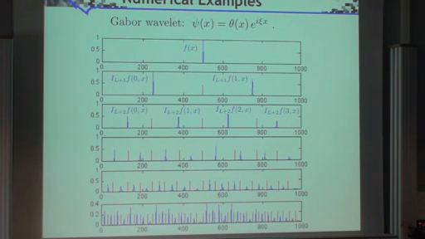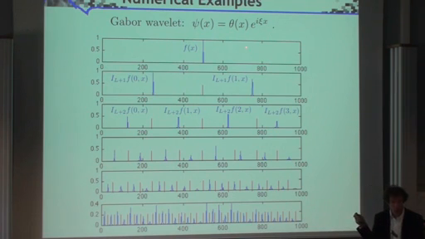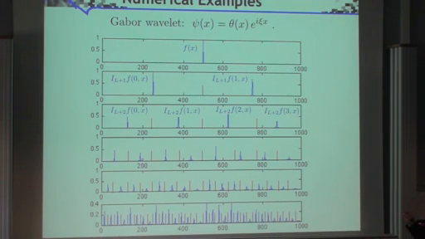This is a first example, a Dirac, okay? The wavelet I'm taking here is a kind of Gabor wavelet. It's a Gaussian modulated by a sine wave. If you take the convolution of a Dirac with this, you get back the wavelet. You take the modulus, you get back the envelope, the Gaussian, basically.